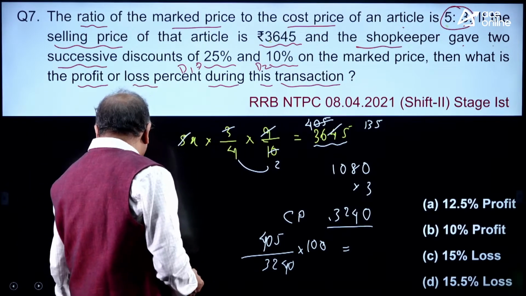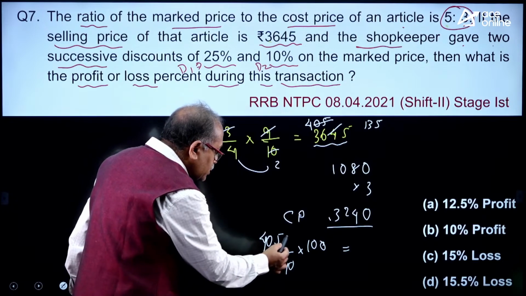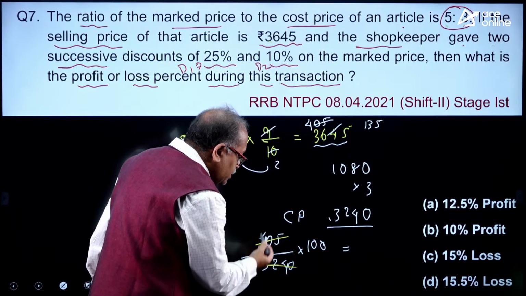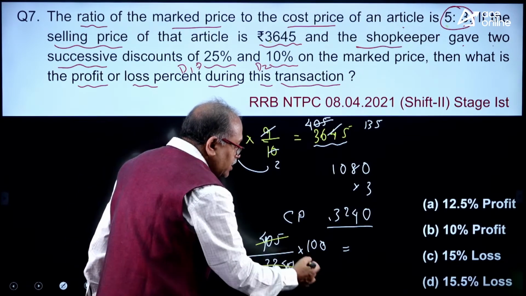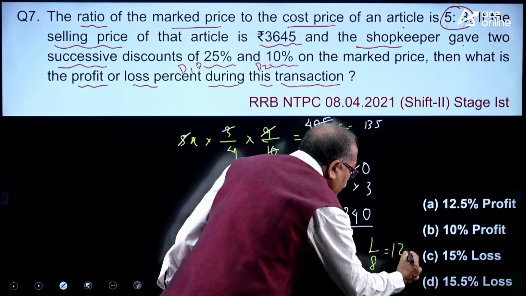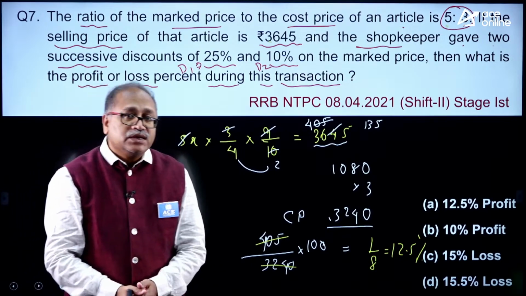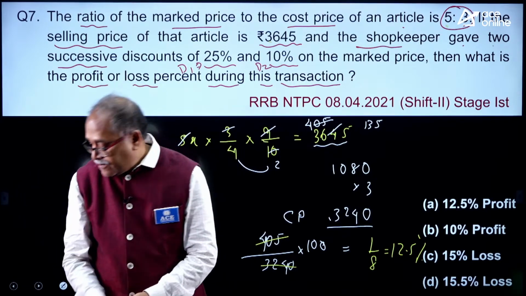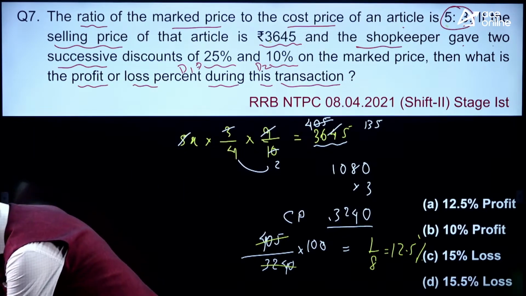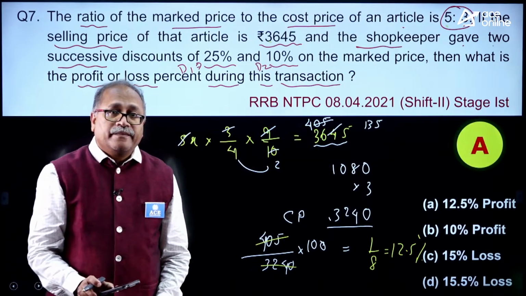So, look at this one, the way it is getting cancelled. So, this gets cancelled how many times? 8 times, 8 5 40. So, this is nothing but 1 by 8, and the 1 by 8 is 12.5%. Your option choice is A. Okay, some of you have said no. So, anyhow, your answer is A.